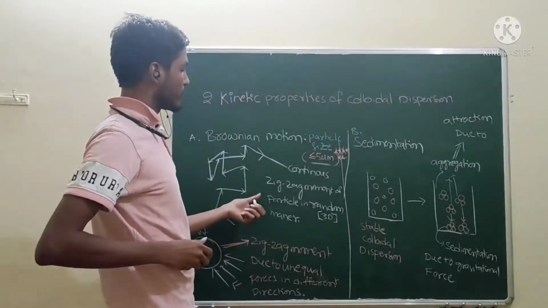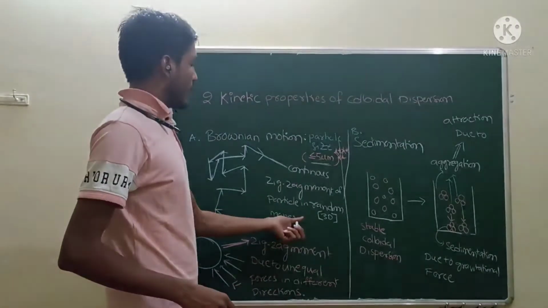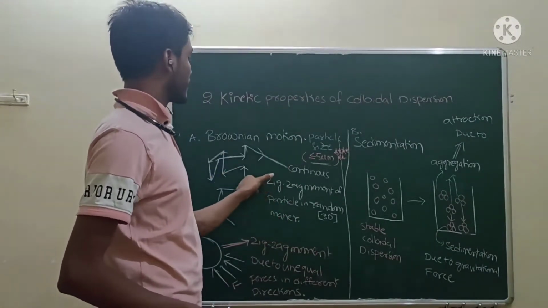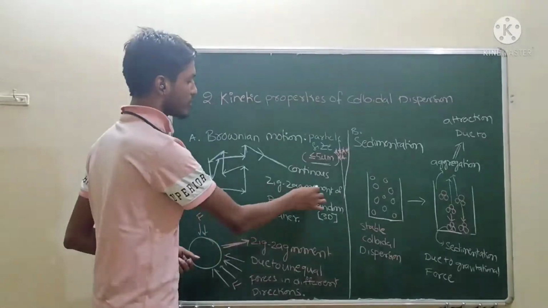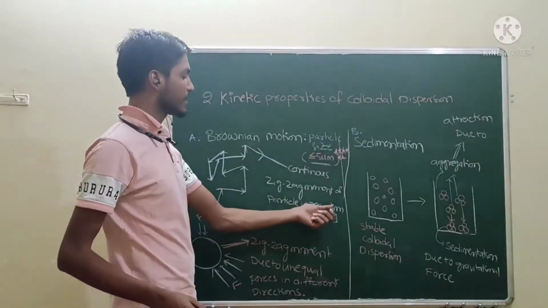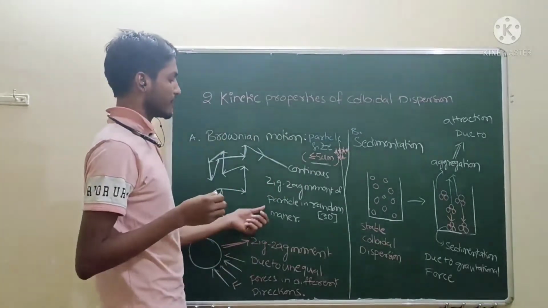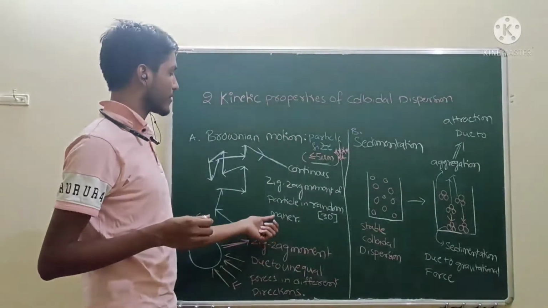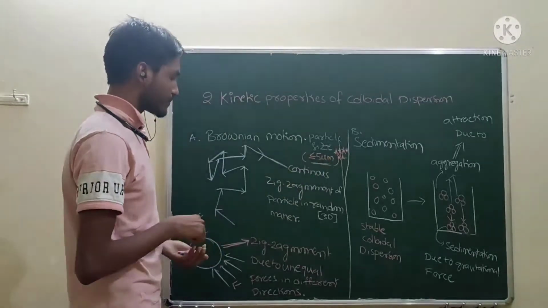So there is a random movement of the particle. Once again, Brownian motion means the continuous zigzag movement of a particle in 3D. In 3 dimensions means x direction, y direction and z direction. This is a continuous zigzag movement of a particle in a random manner. We can call it Brownian motion. The particle size should be this.